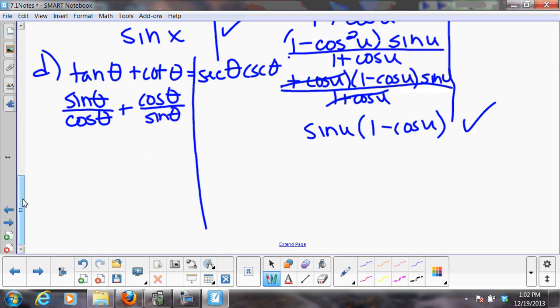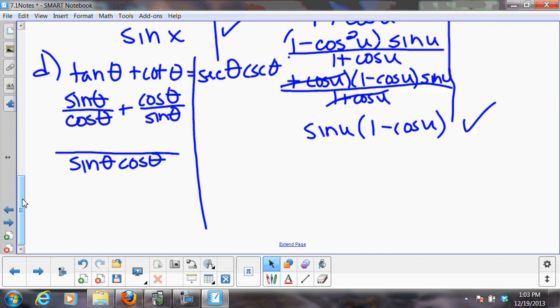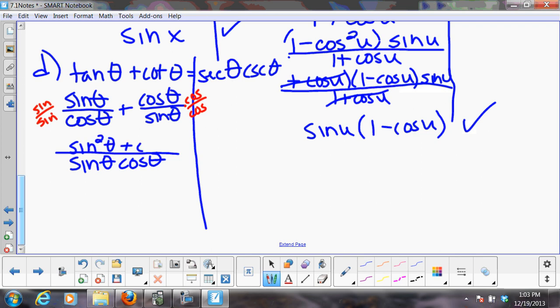Now they are adding. They do not have common denominators, so you cannot just combine them. To combine them, we want a common denominator of sine cosine. This first fraction is missing the sine part, so we're going to multiply it by sine over sine. The second fraction is missing the cosine, so we'll multiply it by cosine over cosine. So we get sine squared theta on one side, cosine squared theta on the other. Sine squared plus cosine squared is a trig identity. It's equal to 1. So we have sine theta cosine theta in the denominator still.